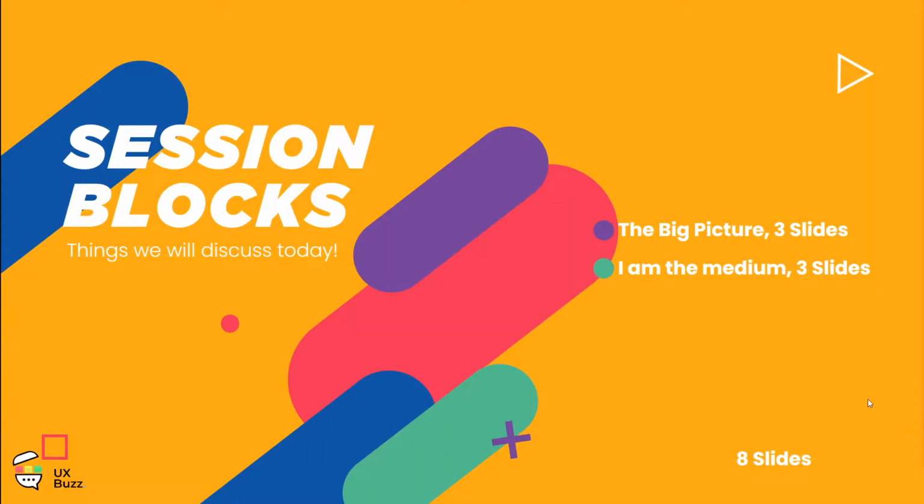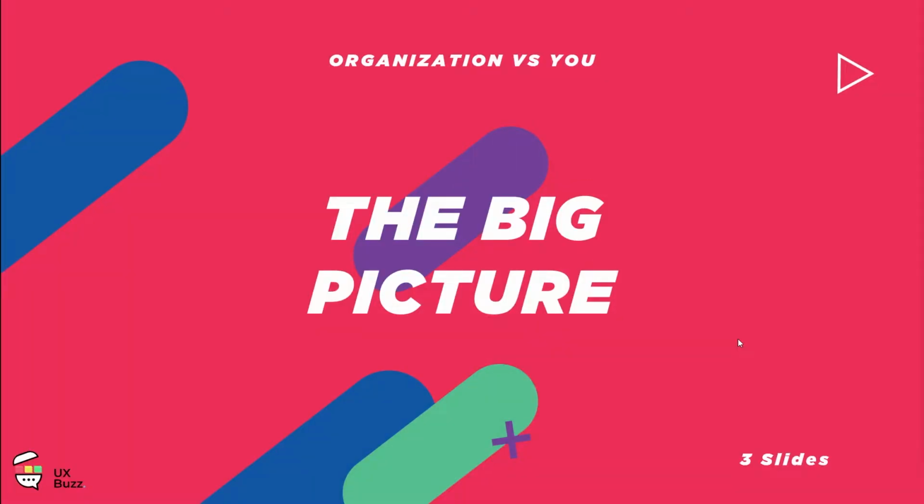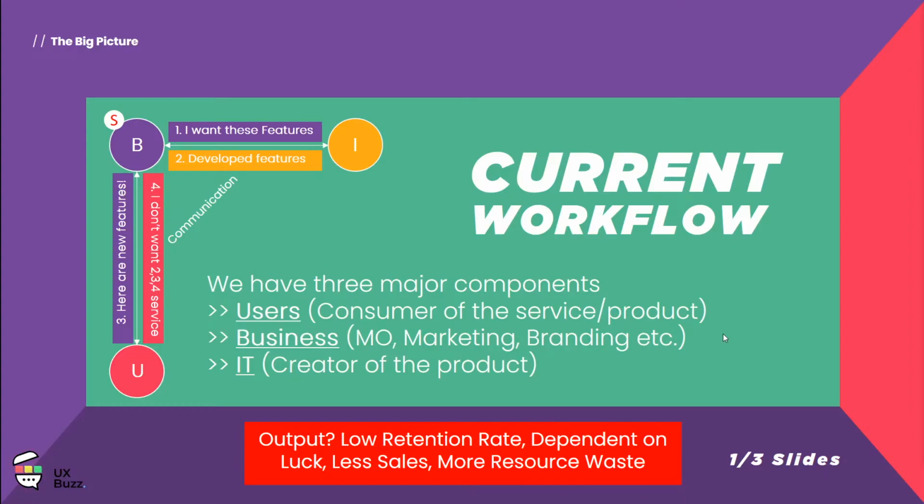We will be talking about two important things. One is the big picture and the other one is I am the medium. In this section, we will know how an organization would run before we add UX UI and how it runs after we implement UX UI. In any digital company, there are three main modules. These are business, IT, and users. Business are the people who sell a service or a product. Users are the target group who consume those products. IT is responsible for making the product as per the requirement.